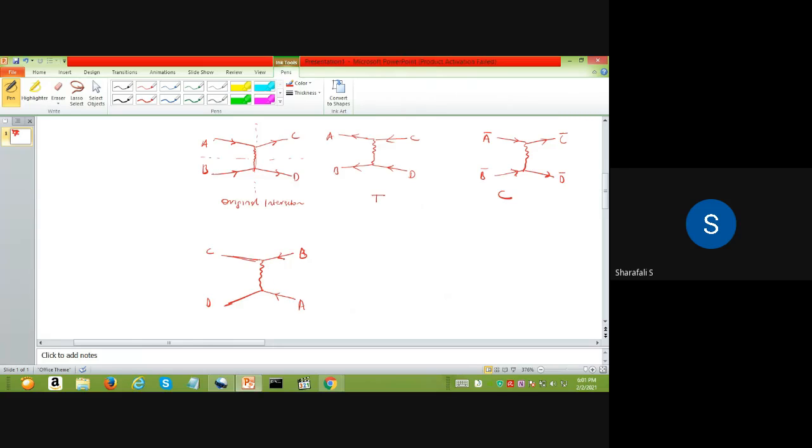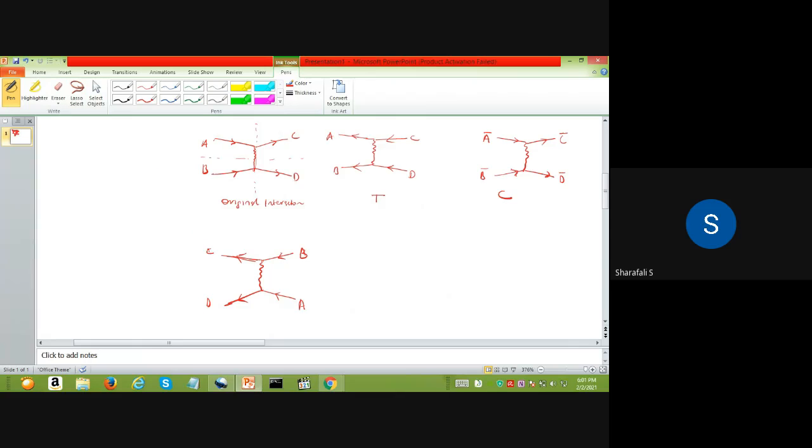So A is going to interact with B, and that will produce C and D. Okay, only that this A will come down and this B will go up. This C will come down and D will go up. Then again you flip these axes so that this D will come here. Okay, so we have D here.